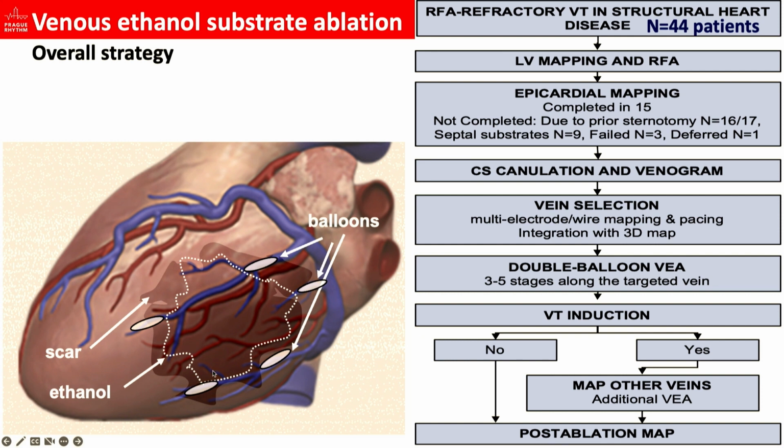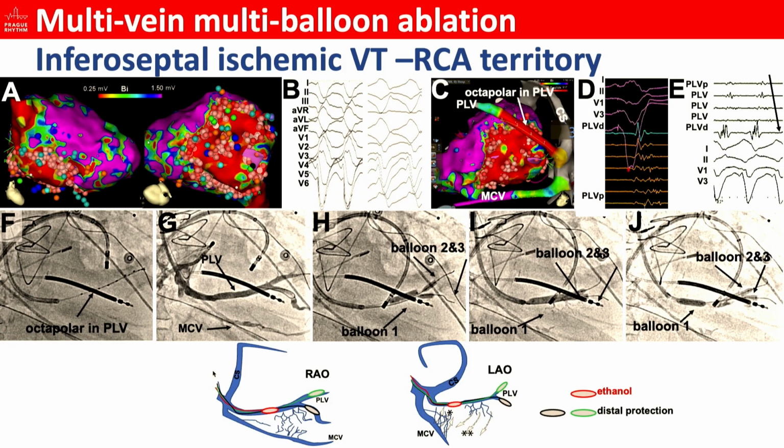We recently compiled a series of 44 patients. The idea was first to do the standard of care, which is mapping endocardially and, if possible, epicardially, and deliver radiofrequency as needed. And when radiofrequency failed, we would perform coronary sinus cannulation and venograms, find veins in the substrate of VT, map them, and then deliver alcohol using the double balloon approach. So let me show you examples.